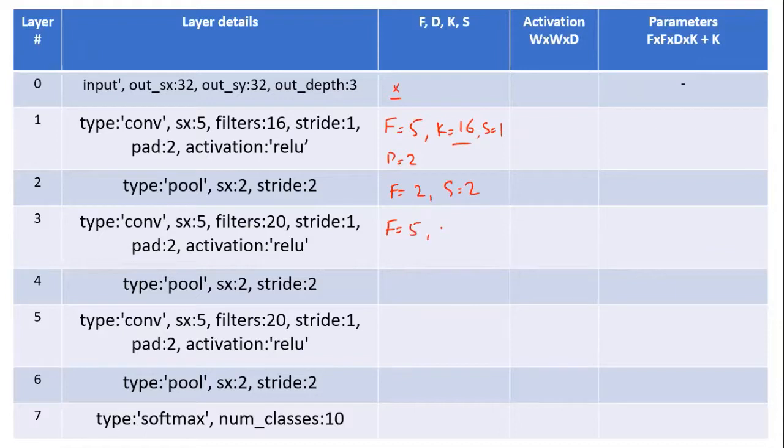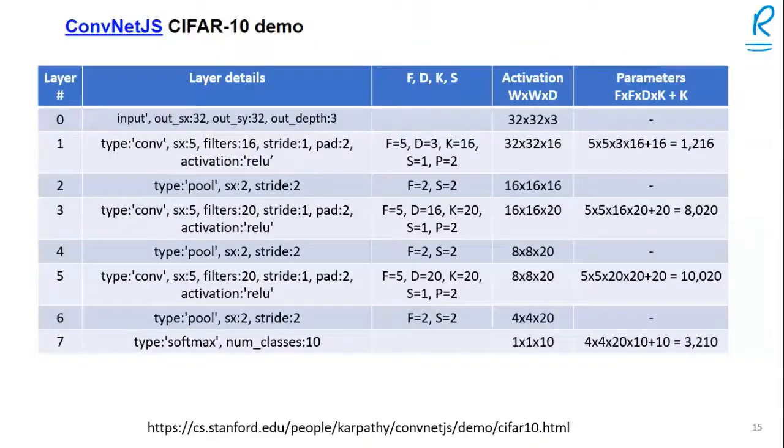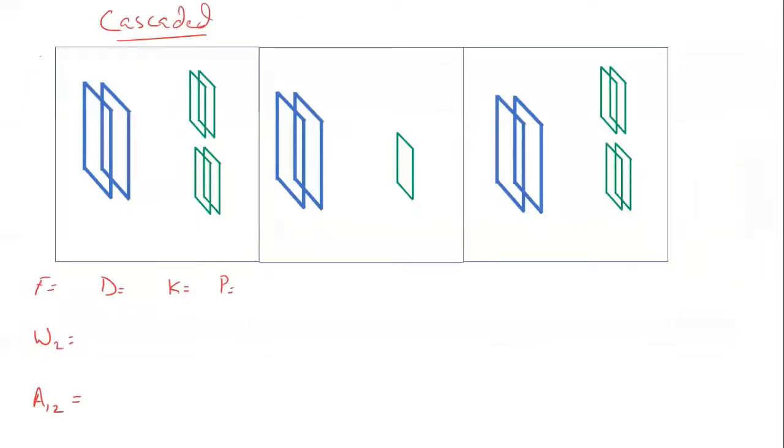5, size K is equal to 20, stride is equal to 1, and the padding is equal to 2. All right, and so on. So you can fill this out. You can also figure out the size of the activation there. But let's also try to do this by looking at the actual cascaded CNN.